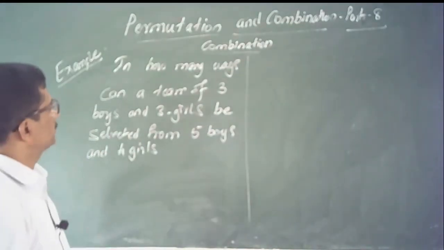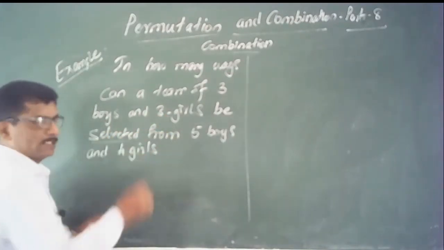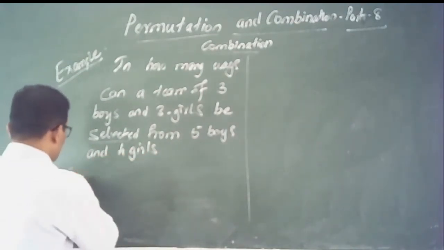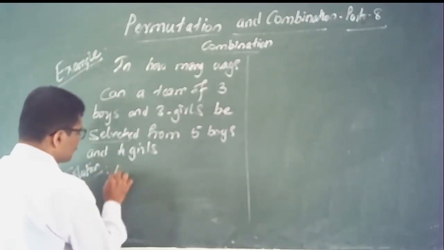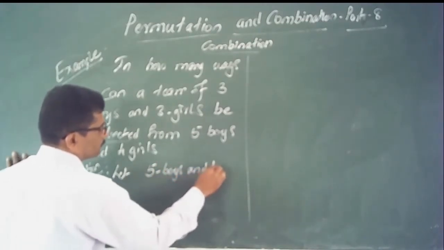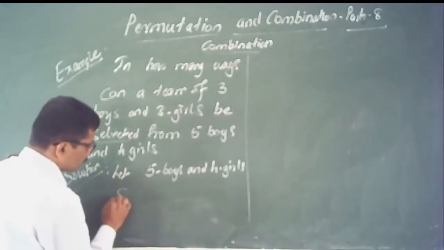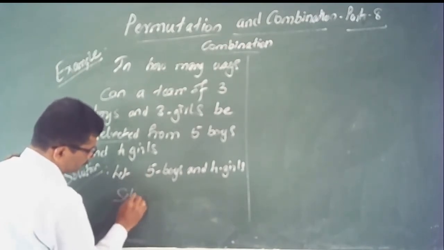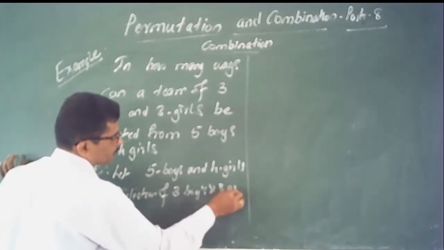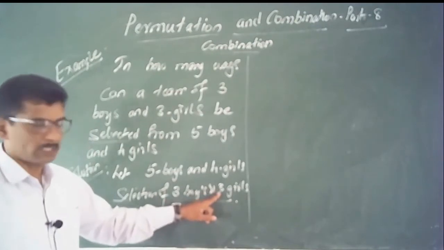Very simple question. In how many ways can a team of 3 boys and 3 girls be selected? Selected means it is a combinations problem, from 5 boys and 4 girls. The solution is very simple. It is given that there are 5 boys and 4 girls. We need the selection of 3 boys and 3 girls.